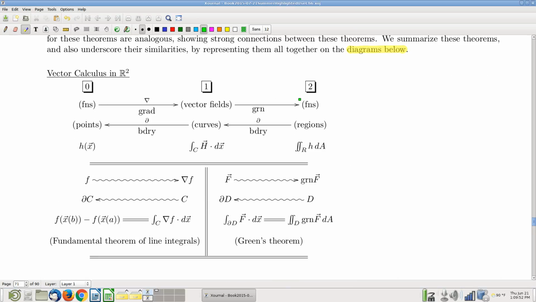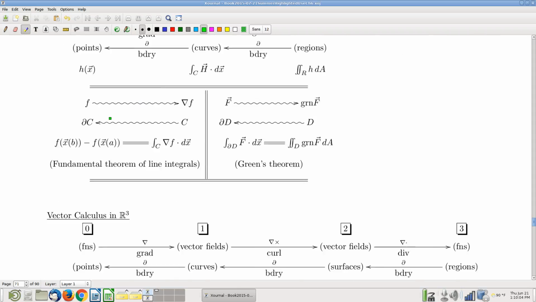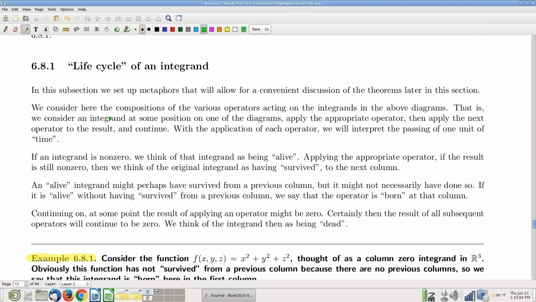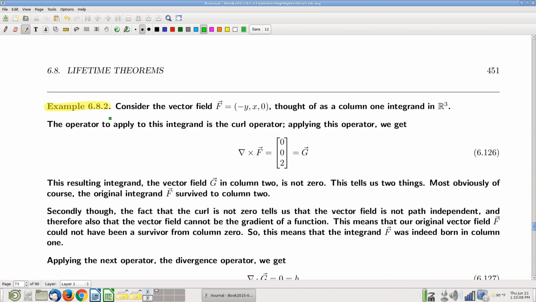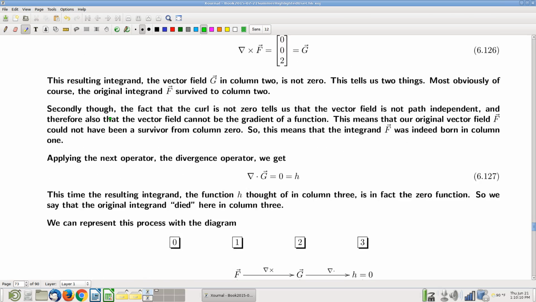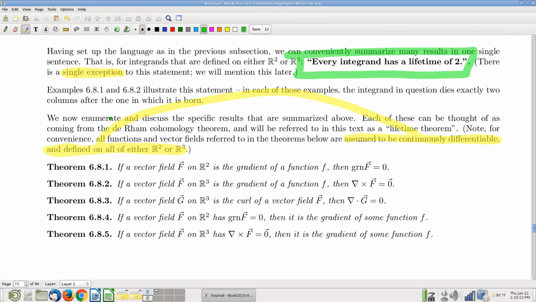Likewise in the 2-dimensional cases, by the way. Right? So if you have a vector field, if Green's operator is 0, that means there must have been an anti-gradient, and so on. Okay. All right. So, where am I going? Yeah, here it is. Everything has a lifetime of 2. Nice little memory tool.